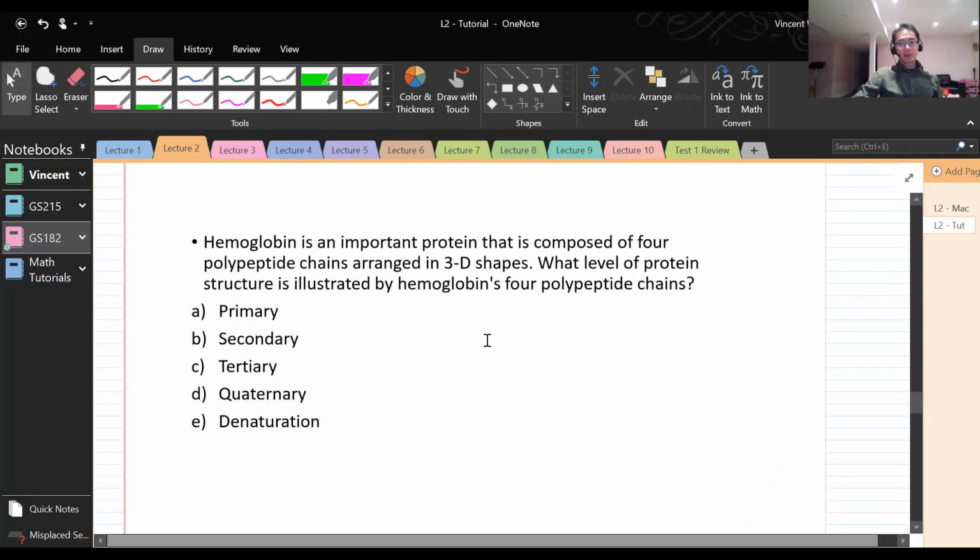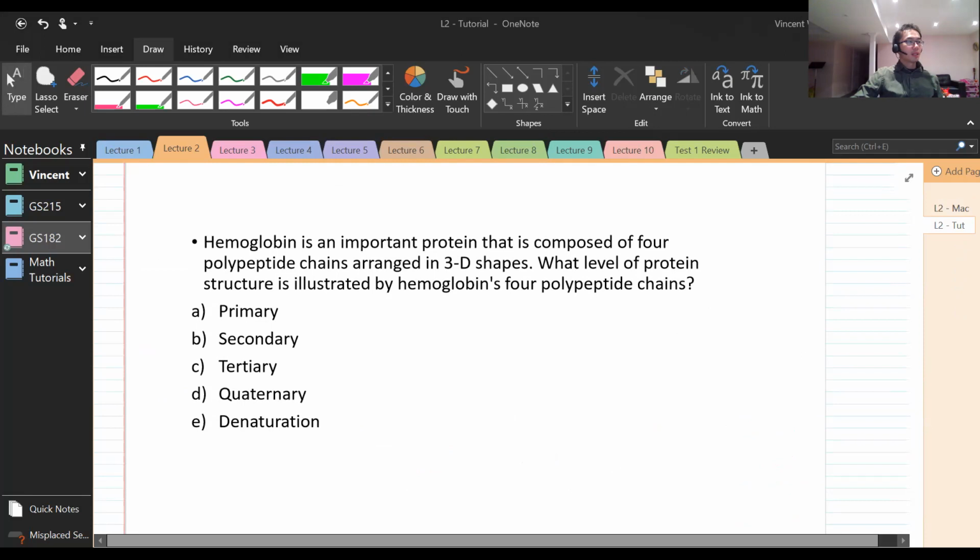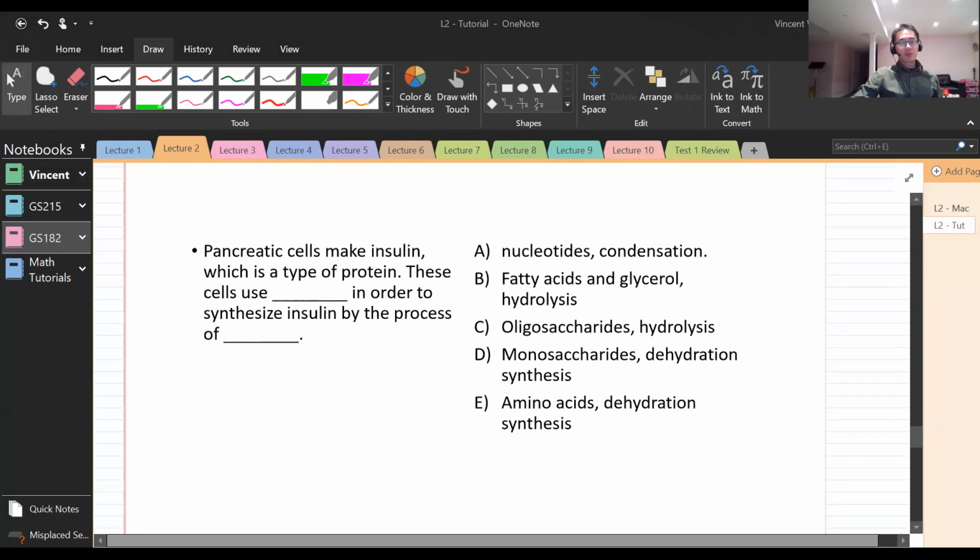Here is another question. This one should be straightforward, but we don't have time for it. I'm just going to read it to you. It's talking about hemoglobin, and it has multiple things coming together, right? That would be the quaternary structure. Okay, let's try another one. This one is worth doing. Go ahead.